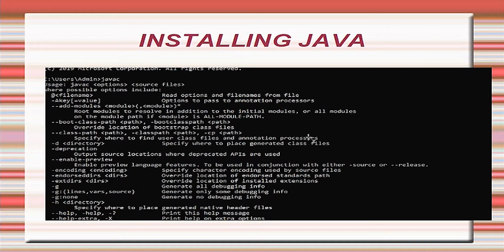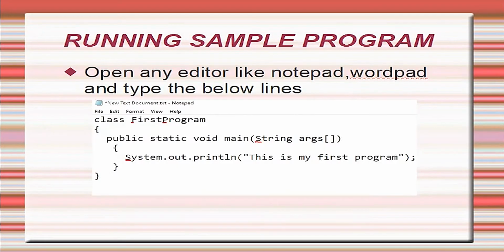Now we will get a list of options. Why? Because we have set the path correctly. So this is the way how to set the path. Now the 3 steps were completed. First we have downloaded, we have installed, and we have set the path properly. The next step is we have to run our sample programs.